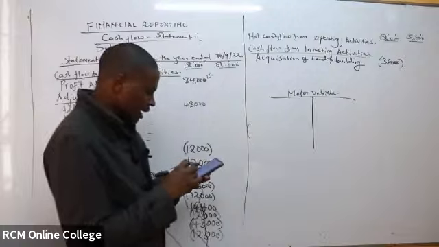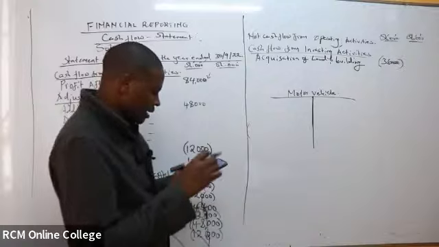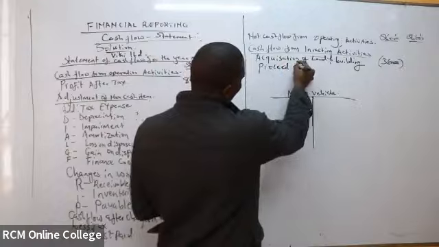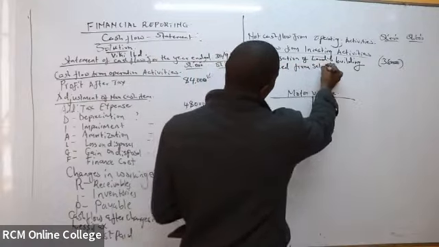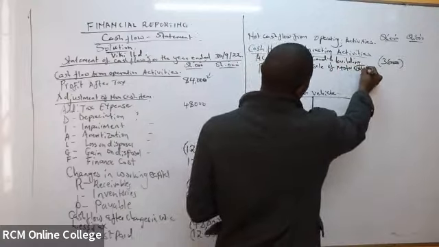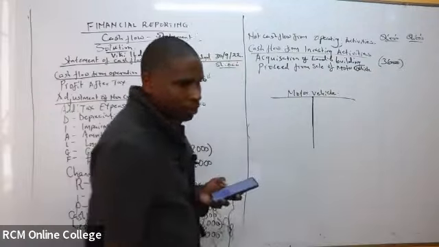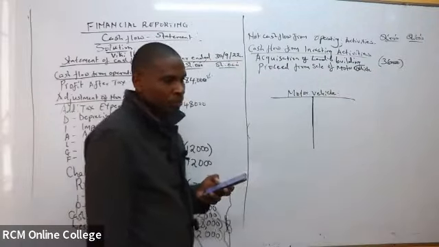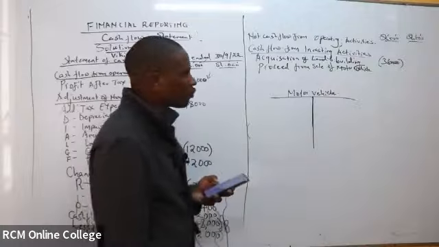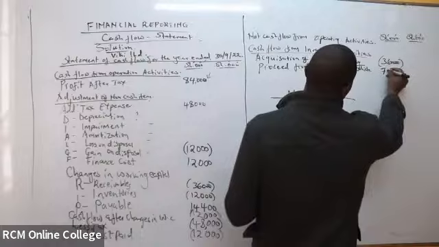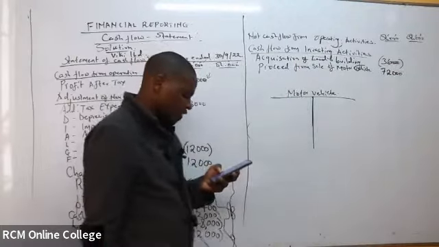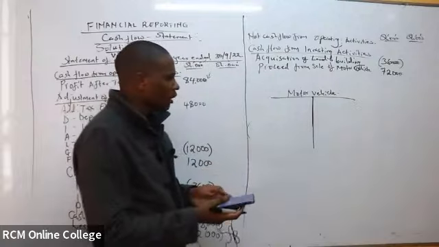Proceeds. Already, I can see additional information number 5. So kuna proceed tulipata, proceeds from sale of motor vehicle. Ni ngapi? Tulipata 72,000. We got 72,000.